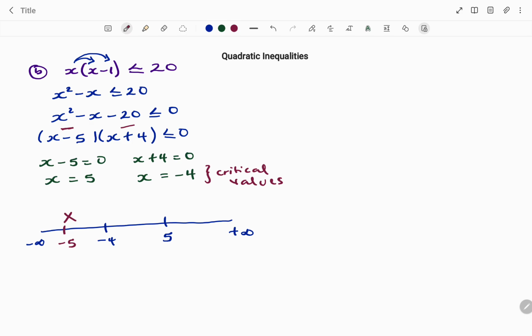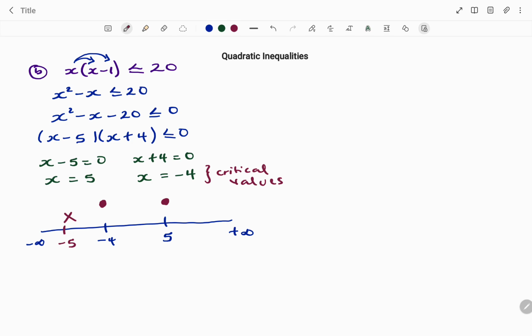Note that numbers negative 4 and 5 will give me a 0 for our equation. If you go back and test those points, I'm not going to test that again. Negative 4 will give me 0 in my second bracket, which will make that expression equal to 0. And likewise, if I put in my positive 5, it will make the first bracket 0. So therefore, the points negative 4 and positive 5 are true for that inequality.